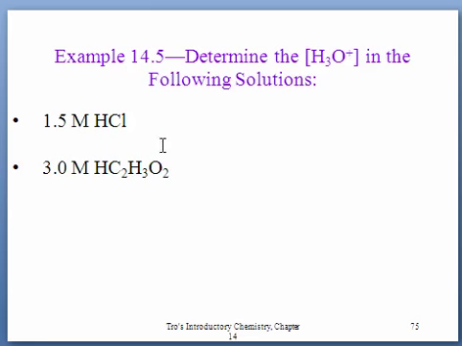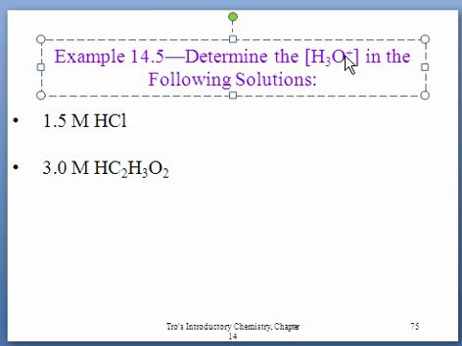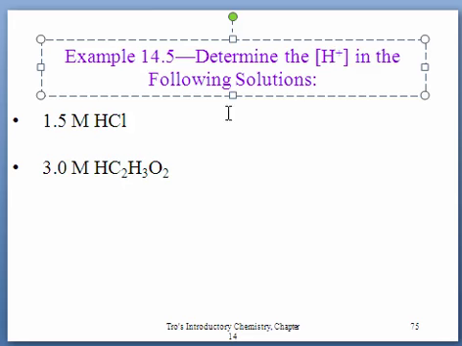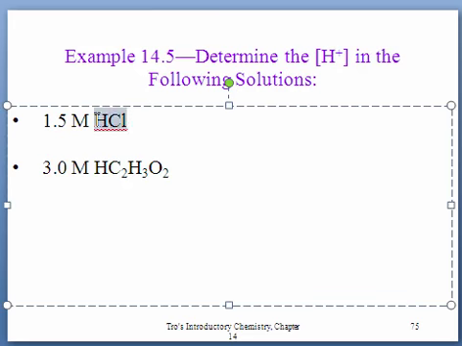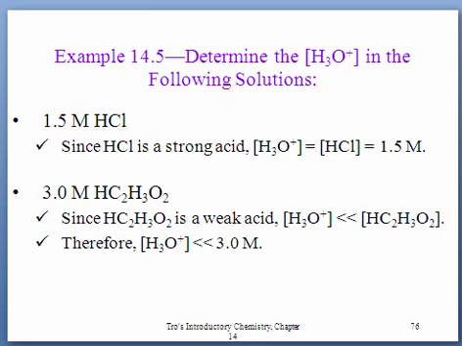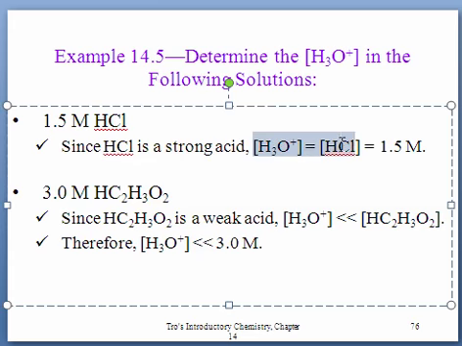So let's look at how we would determine the concentration of H plus, which is equal to the concentration of H3O plus, in the following solutions. HCl is a strong acid, so therefore the concentration of H plus is going to be equal to 1.5. Acetic acid is a weak acid, so therefore the concentration of H plus is going to be less than 3 molar. So for the strong acid, the concentration of H plus is going to be equal to that of the acid. But if we're looking at a weak acid, the concentration of our proton, or our H plus, is going to be much less than the acid itself.